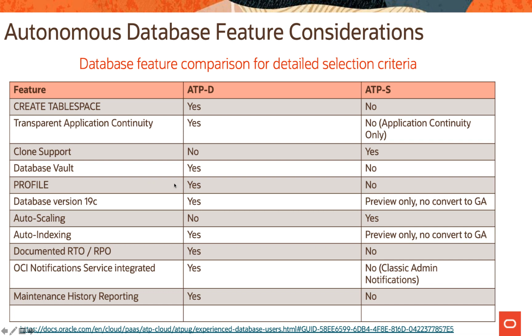In terms of versions, dedicated uses database version 19c, but in serverless you have only preview, though 19c will maybe be available later in serverless. Auto scaling is not there at present in dedicated. Auto indexing is part of dedicated, and RTO and RPO are documented and available with dedicated. OCI notification services are integrated here. Maintenance history and reporting is available in dedicated. And for the complete list, the link below provides details on what is unique to serverless as well as dedicated. You can go through them.